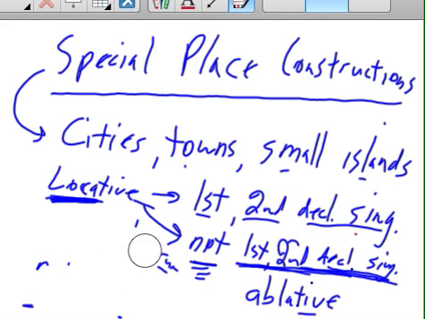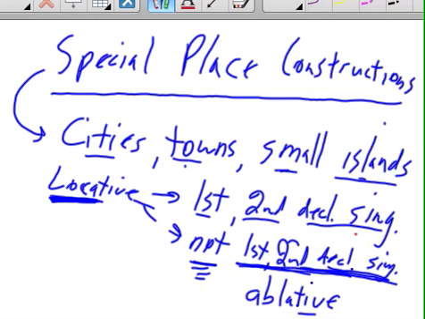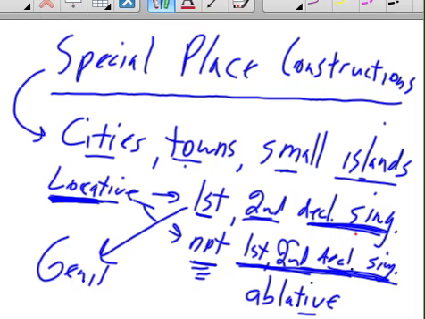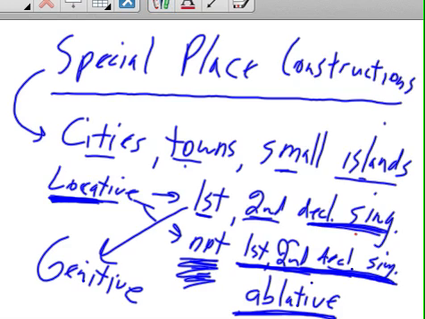All right, I'm going to keep this short today, so I'm going to move on. Hopefully we have a pretty good understanding of the locative. What do we need to memorize? We need to memorize that cities, towns, and small islands have special place constructions. The locative of first and second declension singular place names is the genitive. The locative of non-first, second declension singular is the ablative. In other words, it looks like the ablative. All right, so that's what I want you to know for sure.